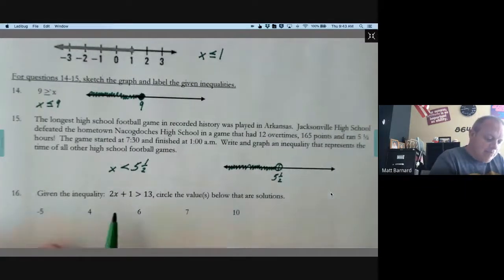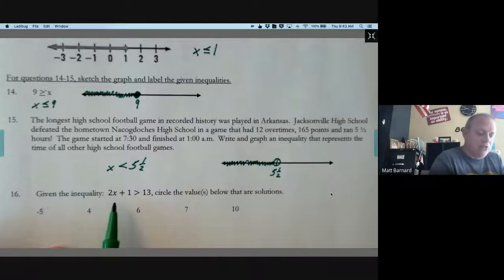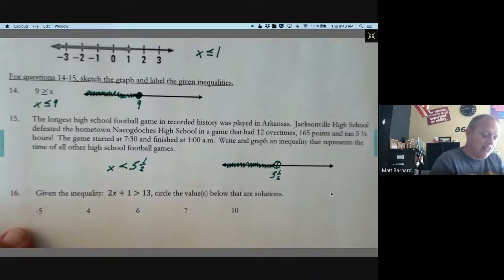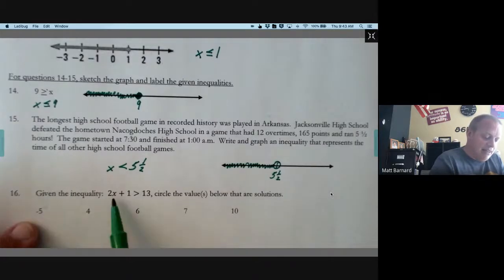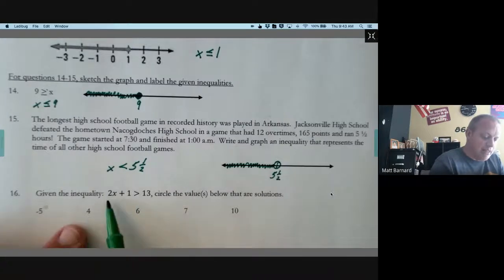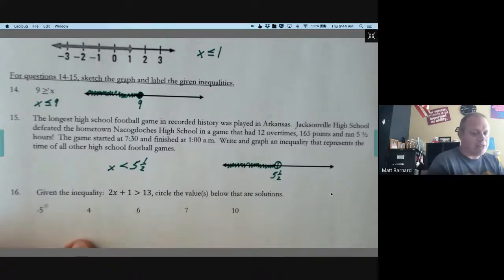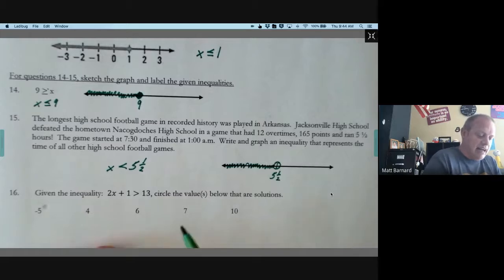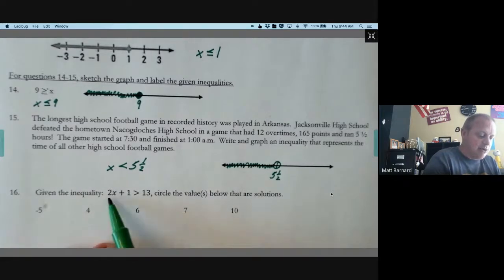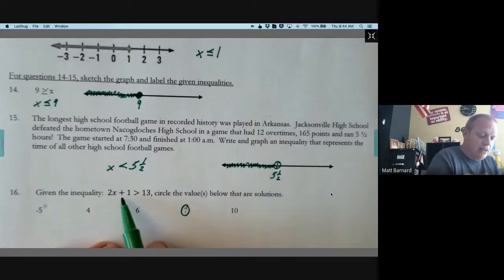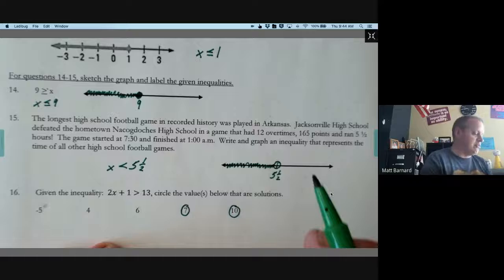16. If you know how to solve inequalities, we could do that, or we could just start plugging numbers in to see what works. So if I put -5 in, that's -10 plus 1. Nope, that's not greater than 13. How about 4? 2 times 4 is 8 plus 1. That's 9. Nope. How about 6? 2 times 6 is 12 plus 1. Nope, that's 13, which is not greater than 13. 7, 14 plus 1. You bet that works. And 10, 20 plus 1. Yeah, that works. So that's just a little substitution with those right there.